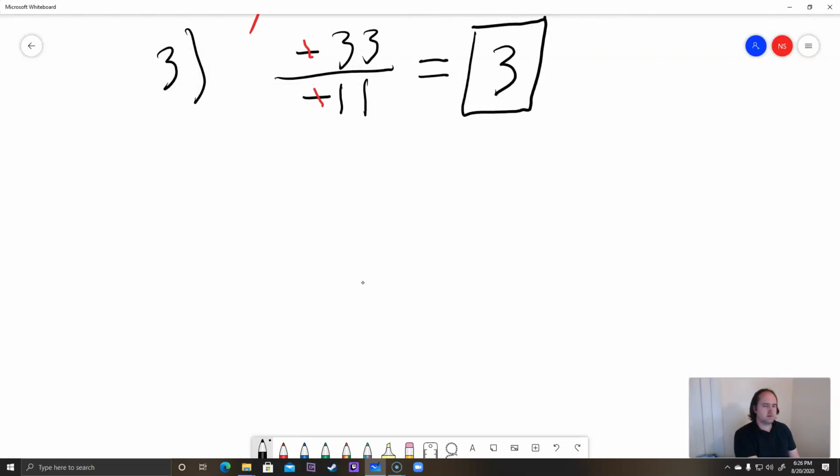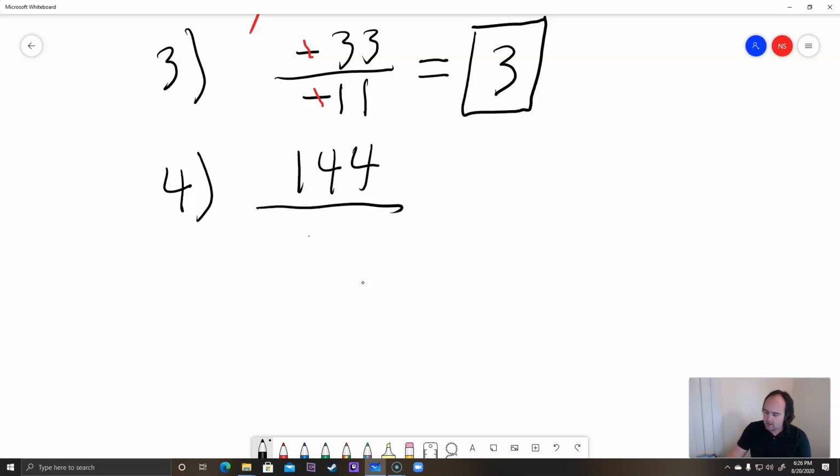So I wanted to get to a little bit more complicated example, just to do a little bit more challenging division. So most of the division in your homework is pretty straightforward though. It's going to mostly be your times tables. So let's do 144 divided by negative 6. Okay, 144 divided by negative 6.